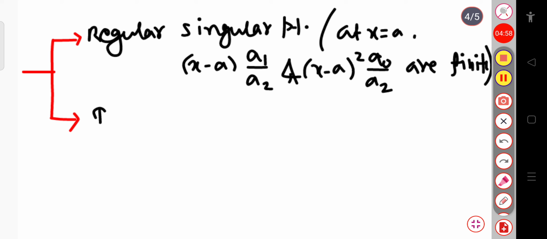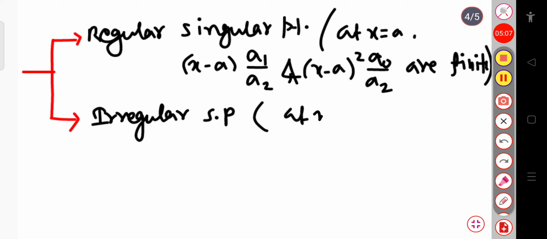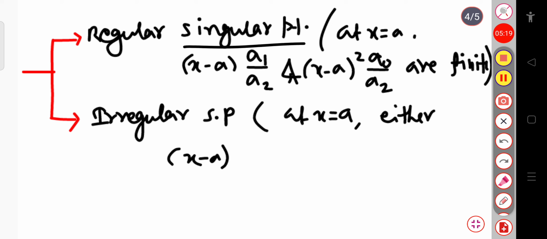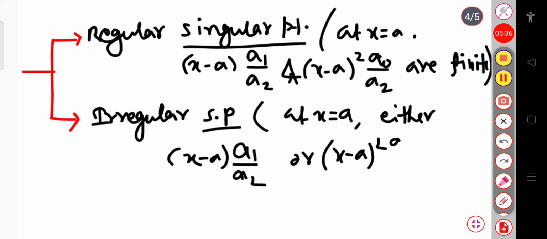Okay. And for the irregular singular point, no worry, I will give an example of this. Suppose at x equal to a, a is the singular point, and we have to check whether it is regular or irregular. So we have to multiply x minus a with a1 by a2. Here we have to check (x minus a) into a1 by a2, or (x minus a) whole square into a0 by a2, or both are infinite.